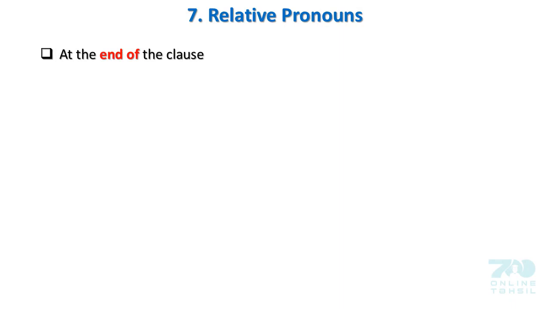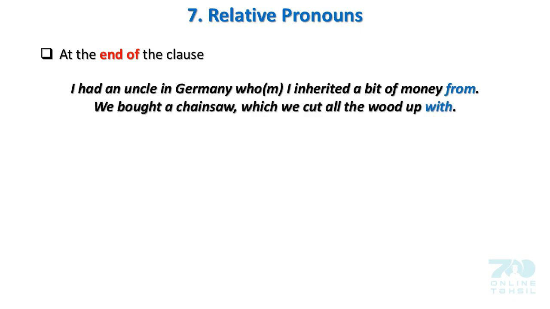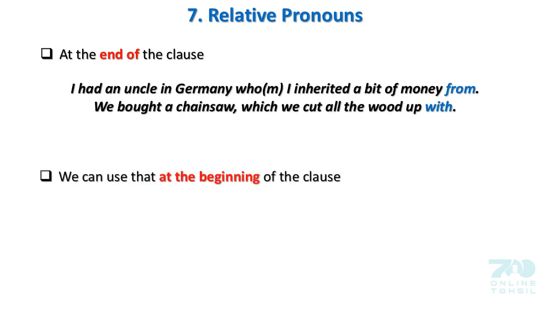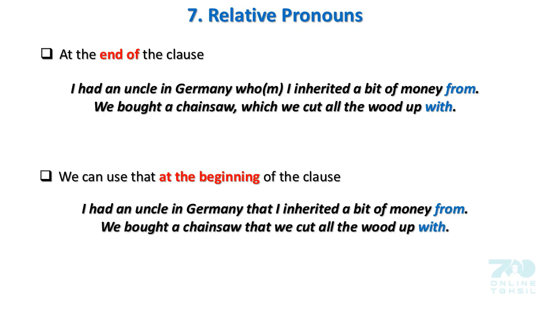Or at the end of the clause: I had an uncle in Germany, who I inherited a bit of money from. We bought a chainsaw, which we cut all the wood up with. We can use that at the beginning of the clause: I had an uncle in Germany that I inherited a bit of money from. We bought a chainsaw that we cut all the wood up with.